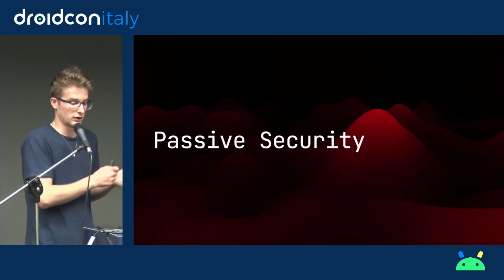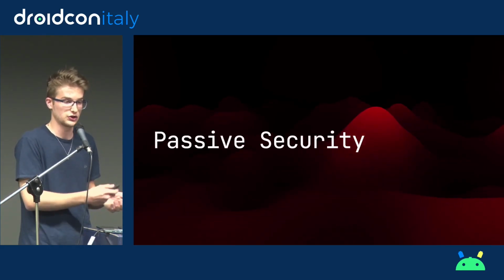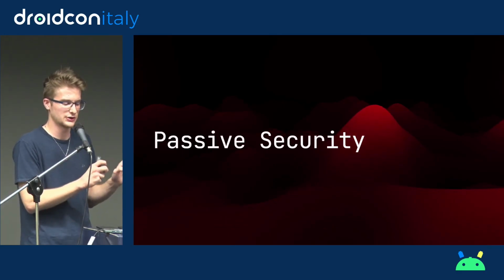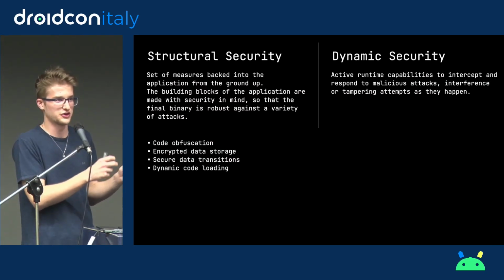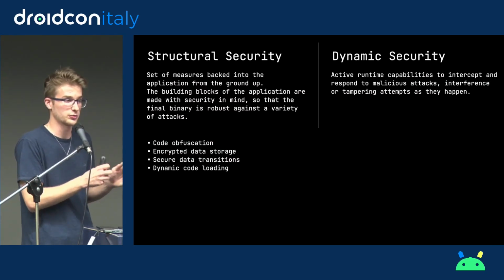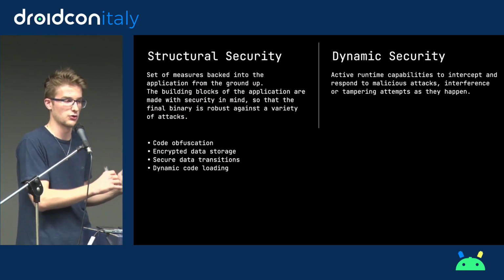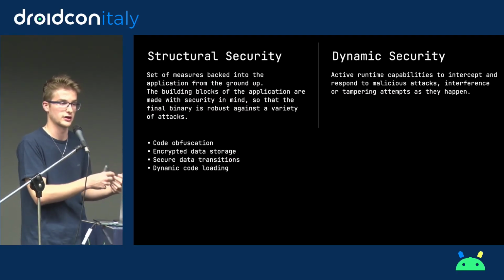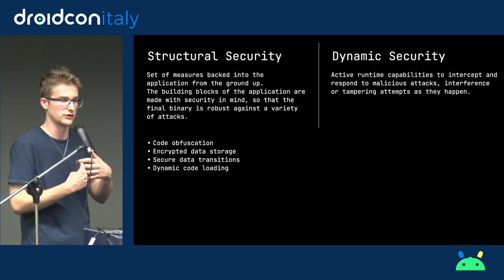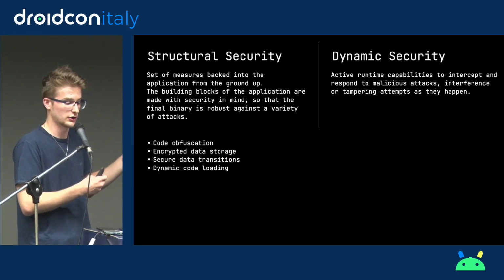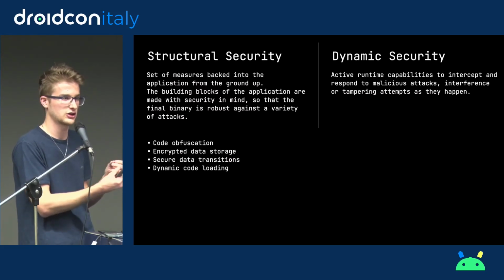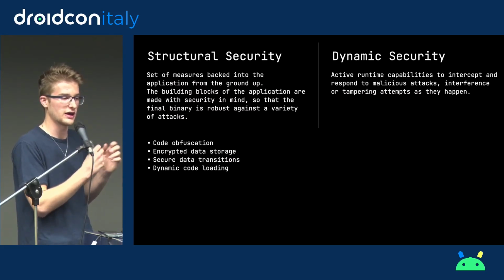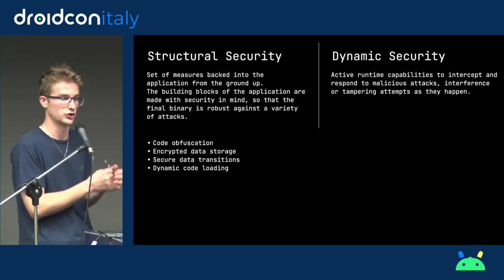And okay, there is also another thing called passive security. We've been talking about dynamic security, if you want, and passive or structural security is a different kind of security. Structural means your application is made from the ground up to be secure. For example, you use encryption in shared preferences or inside the software. You use dynamic code loading, or you use code obfuscation when you ship to production. All those things don't protect against a specific kind of attack, but they increase the security and the robustness of your software overall.